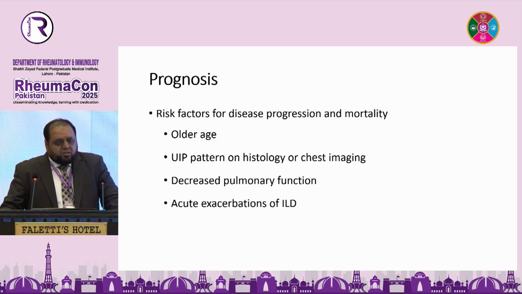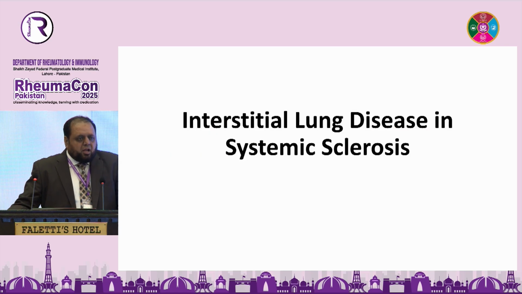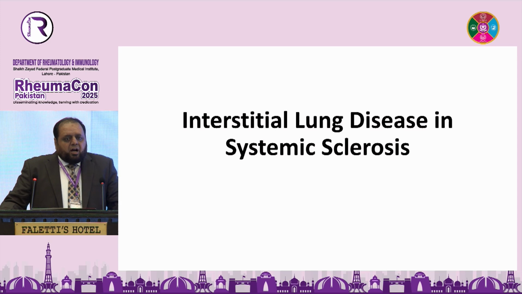Now, prognosis of RA-associated ILD. Risk factors of disease progression and mortality include older age, UIP pattern on histopathology or chest imaging, decreased pulmonary function, and acute exacerbation of interstitial lung disease. These are the factors which lead to poor prognosis of RA-associated ILD. So this is all about RA-associated ILD.